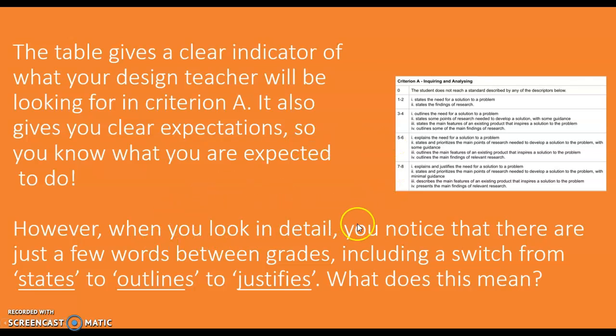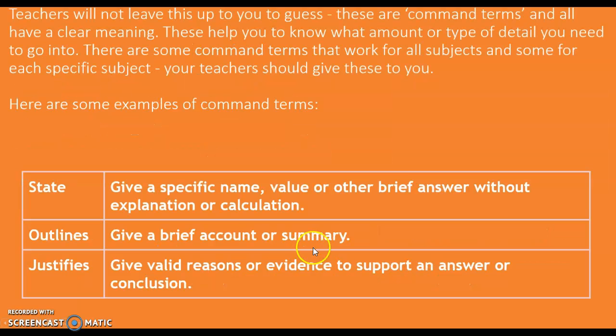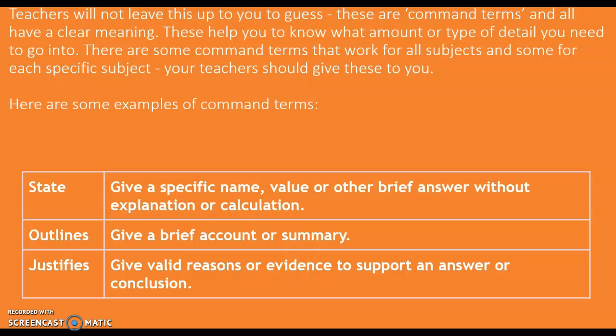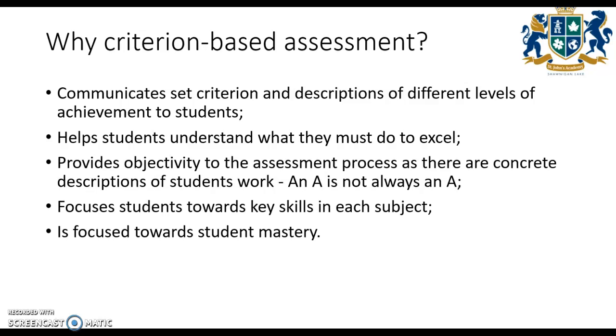It also gives you clear expectations so you know what you're expected to do. However, when you look in detail, you notice that there are just a few words between grades, including a switch from states to outlines to justifies. So these words, such as state, outlines, and justifies, are called command terms. And these are terms that are actually defined for our students, so they're not left to guess in terms of what it is that the teacher is asking for each one of those different levels.